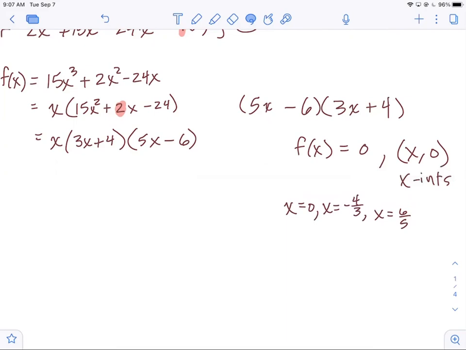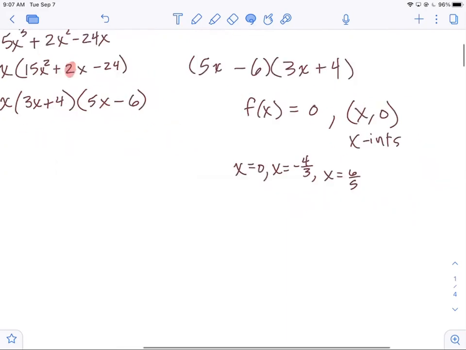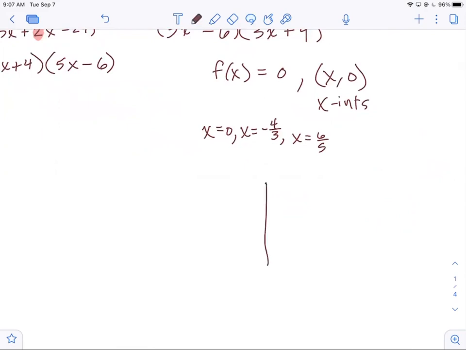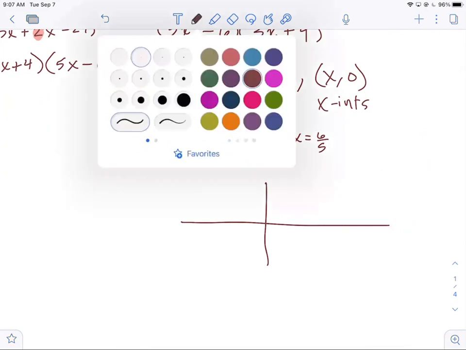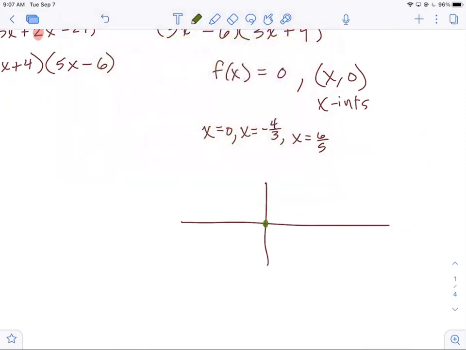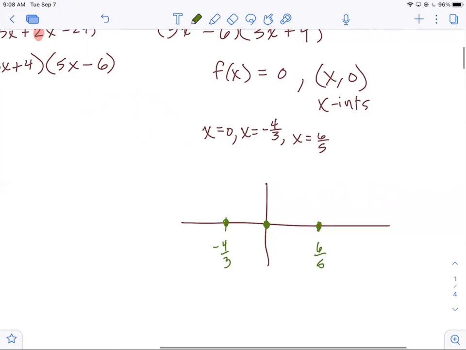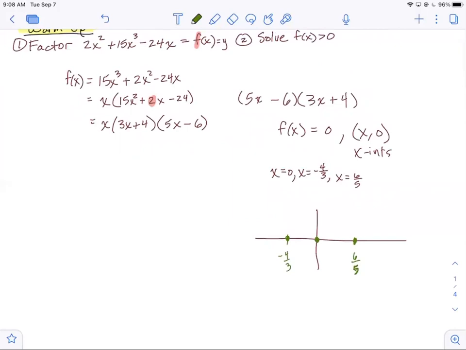Now, don't forget x, right? Some people overlook that. Now, what do I do with those? Well, I can create a really quick sketch. There's an x and y axis. If I plot those three x-intercepts, x equals 0 is here. X equals negative 4/3. I'm just going to call this negative 4/3. And then x equals 6/5. I'm just going to call this 6/5. Once I plot those three x-intercepts, now I can connect those dots, okay?